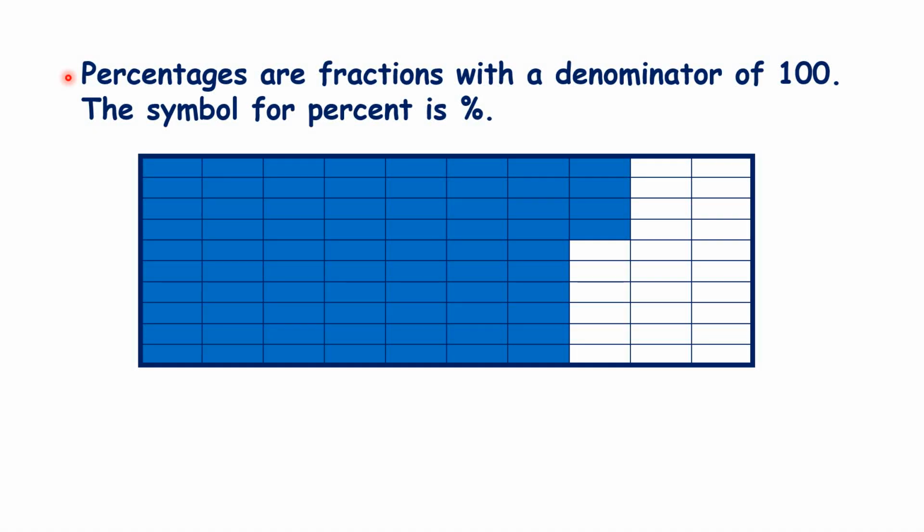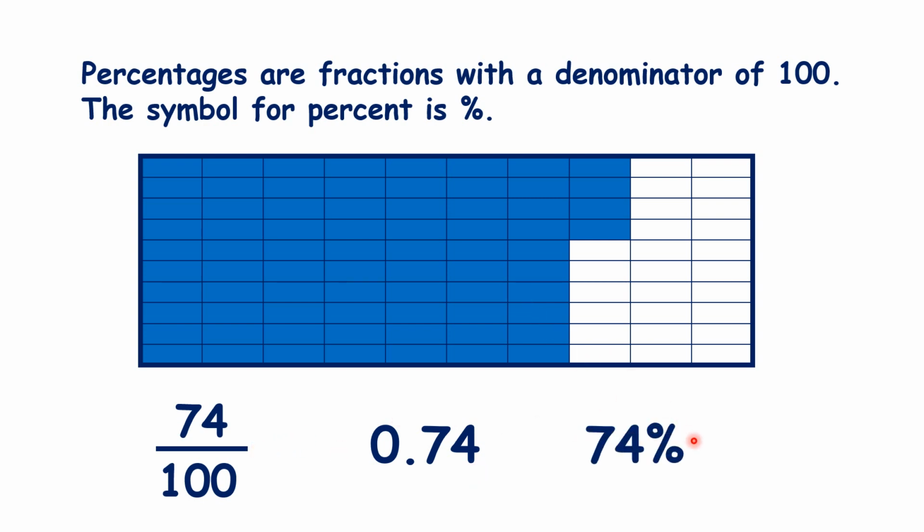Percentages are just fractions with a denominator of 100. So here 74 hundredths of the large rectangle is shaded. And we already know about hundredths because we know that 74 hundredths is written 0.74 as a decimal. We know that the second place value after the decimal point is the hundredths place value column. A percentage is just a different way of expressing a hundredth, so this is 74%.